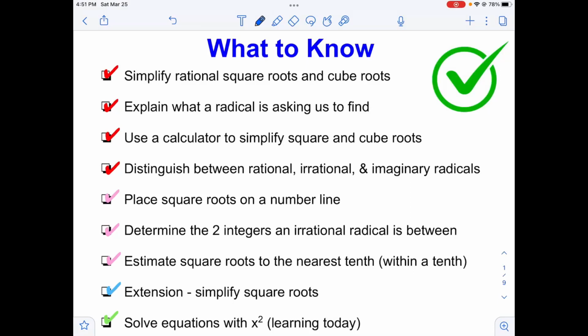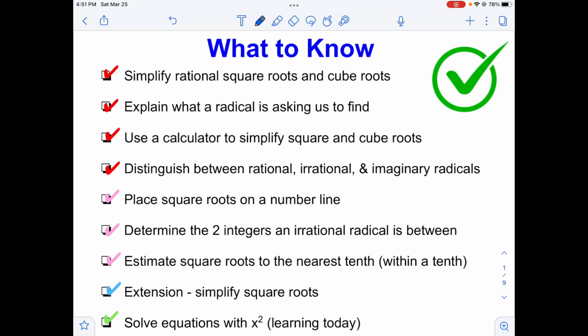So for this unit, we've worked on a lot of skills relating to radicals. We know how to simplify rational square roots. We know how to use a calculator and to estimate without a calculator irrational square roots. We can distinguish between rational, irrational, and imaginary, place square roots on a number line using our estimation skills, and determine what two integers an irrational radical is between. And some of us have done the extension where we are simplifying square roots.